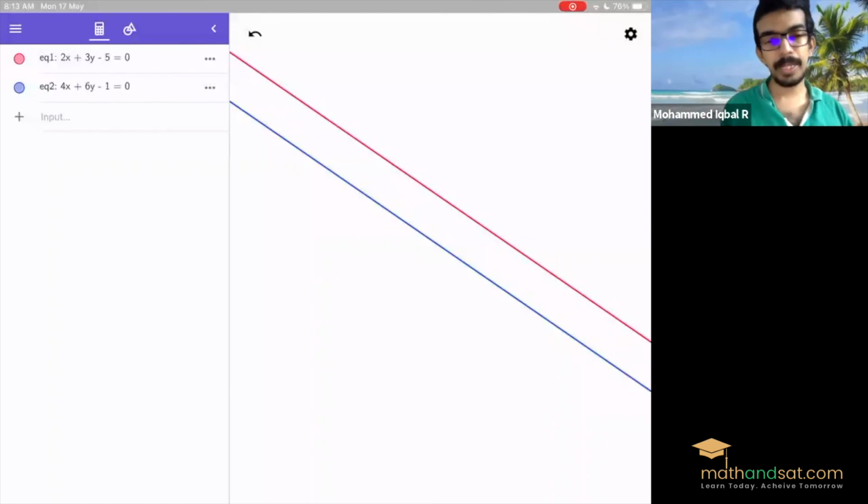Why are the lines parallel? The slopes are the same, but they do not represent the same line. Since slopes are the same, the directions are the same, which means they are parallel. Slope is an indication of the angle the line makes with the positive direction of the x-axis.